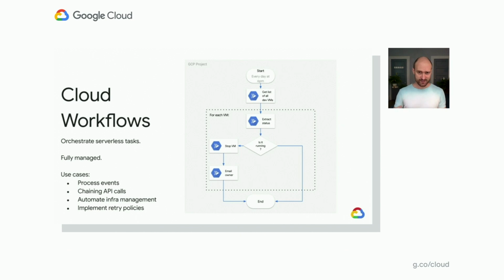So in this example on the right, what I'm doing very simply is every day I want to stop all of my developer machines. So to do that, every day at 6 p.m., one Cloud Run service returns me a list of all of the dev VMs. Another one extracts their statuses. And for each VM, I extract the status. If it is running, I stop it, and then I email the owner of this VM to make sure that tomorrow they don't forget to stop them. So you see how you can build complex workflows by bringing together very simple serverless pieces.